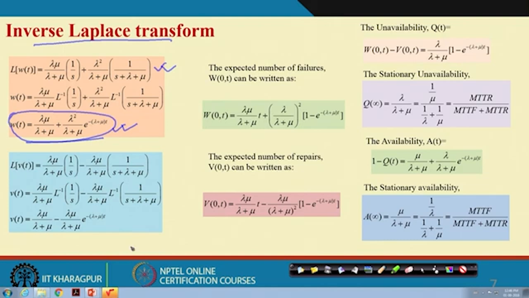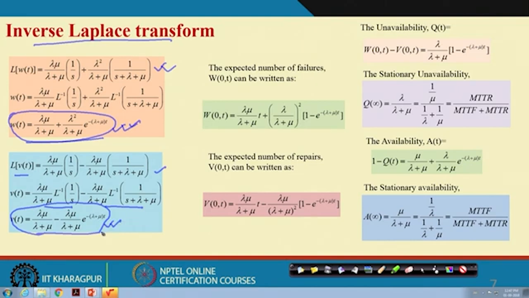Okay. Similarly, for Vt, what will happen? We have already seen what LVt is, and then put all those things and you will find this equation, then take the inverse of it, and finally Vt is equal to this equation. The way Wt is computed using Laplace inverse, first the Laplace transformation of Wt followed by the Laplace inverse of that quantity, and then you are getting Wt, and in the same manner for LVt, and you are getting this equation. This is for Wt and this is for Vt.